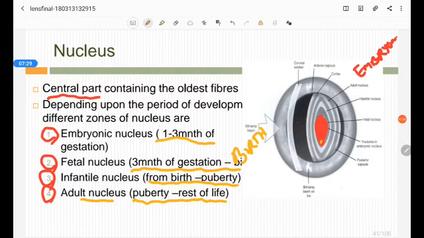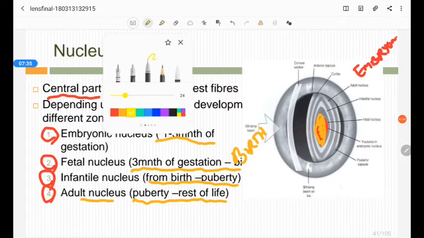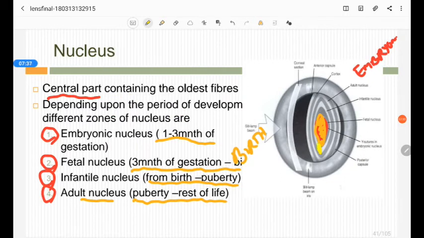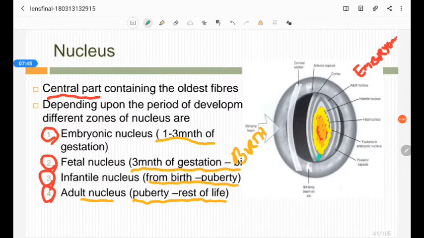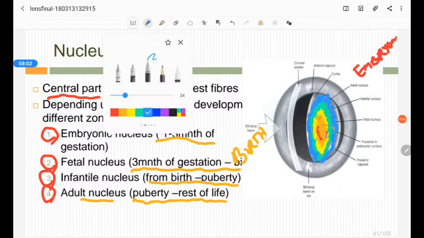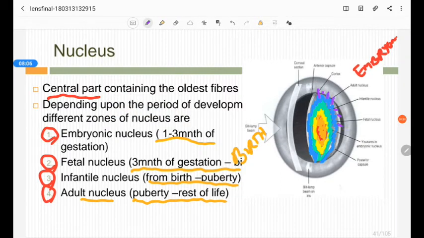So now this is the embryonic nucleus. Then you have the fetal nucleus around it. Then it is the infantile nucleus that forms around it. And finally, the adult nucleus that grows throughout life. And after that, you have the cortex, and the anterior capsule all around it.